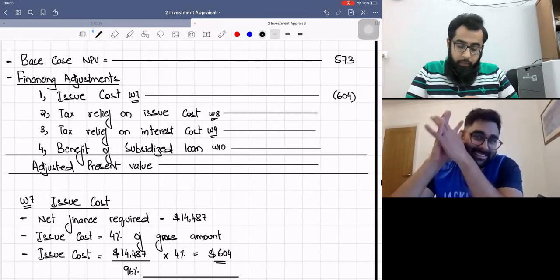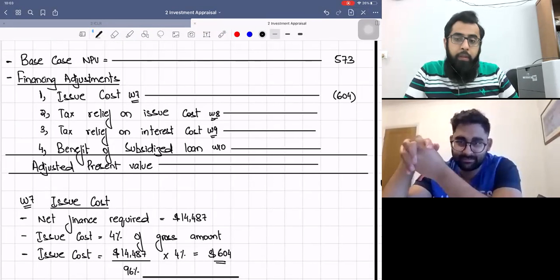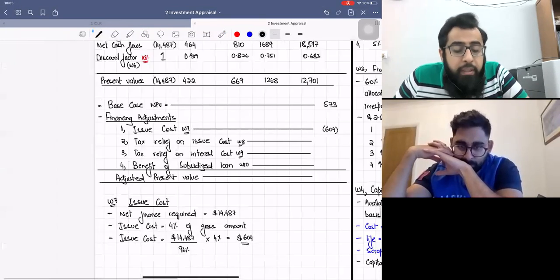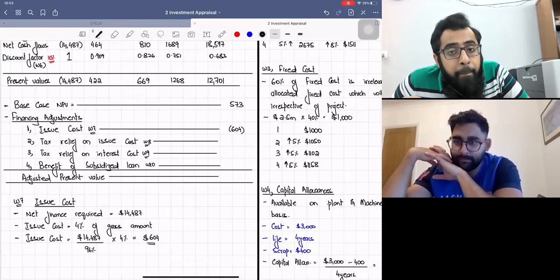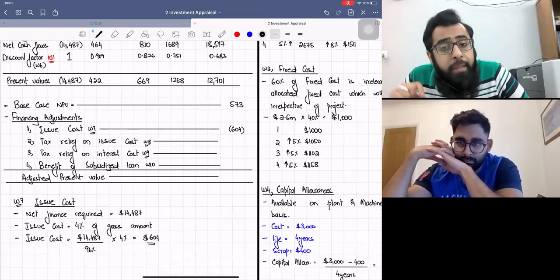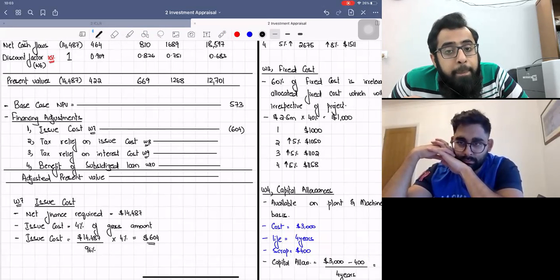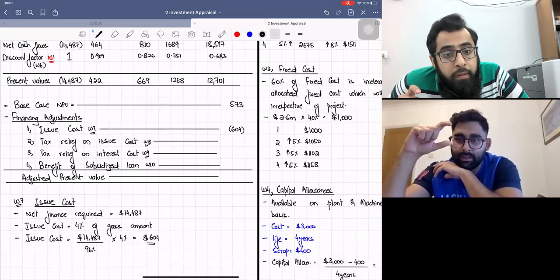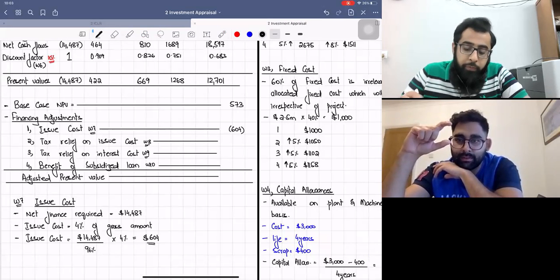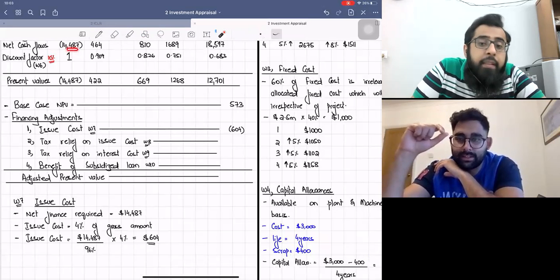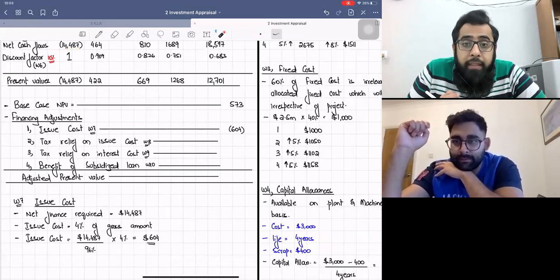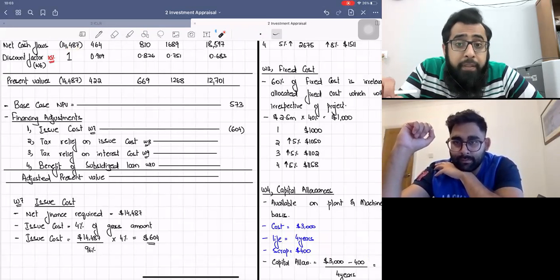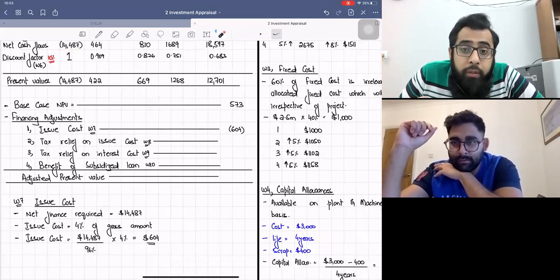Wow, what is that? You didn't get it? 14487 is the net finance which I require. Yeah, 4% of the gross amount is the net issue cost. Okay, so that 14487 equals the net amount? No, 14487 is the net amount which I need. If I raise 14487 and then deduct 4% from it, then my funds will get short.